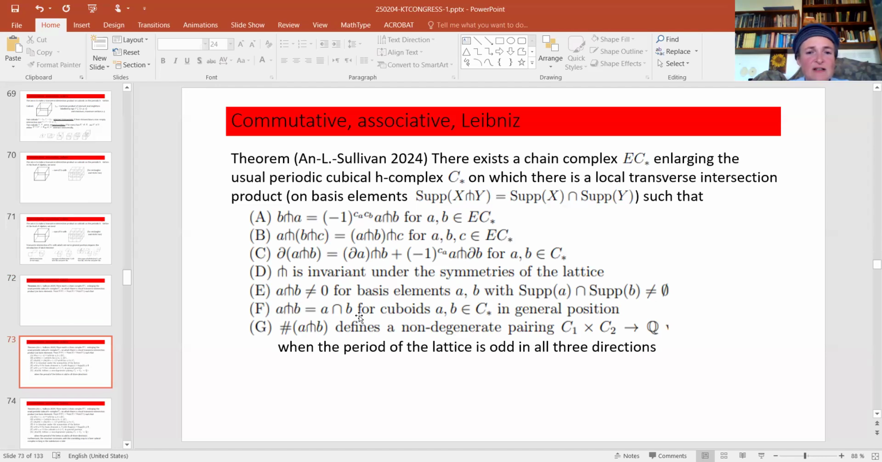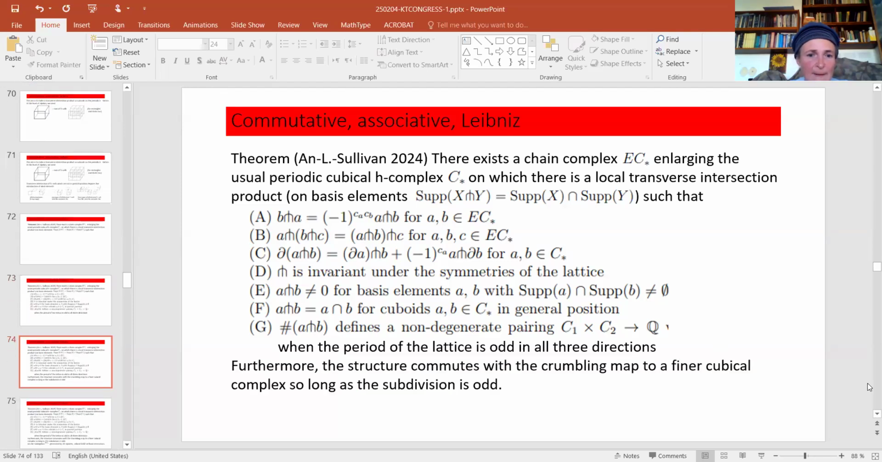For basis elements in general position, the transverse intersection is the geometric intersection. And if you count intersections in the case that dimensions add up, in this case to 3, then you obtain a non-degenerate pairing. Note into Q, not into Z. So there will be fractional terms coming in here. And this structure commutes with the crumbling map to a finer complex. So there is this little condition that the subdivision has to be odd in order to make that work.